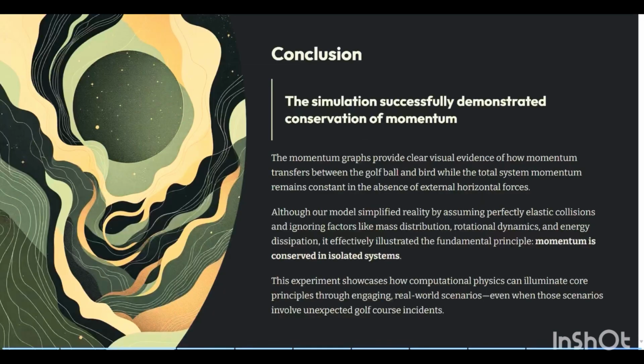In conclusion, the simulation successfully demonstrated the conservation of momentum during a collision. The graphs show how momentum is transferred between the ball and the bird, while the total momentum of the system remains constant in the absence of external forces. Although the model simplifies reality by assuming a perfectly elastic collision and ignoring factors like mass distribution and energy loss, it does effectively illustrate the fundamental physics principle that momentum is conserved in isolated systems.